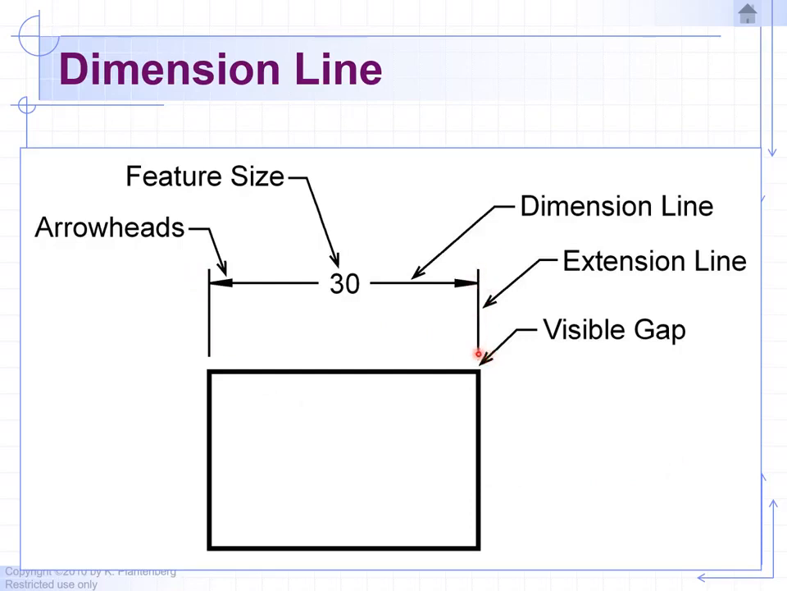So note the extension lines extend to the object lines, and we place a gap so as to not mix up an extension line with an object line. Notice how an extension line is about half the thickness of an object line. An object line is about 0.60 millimeters in thickness. A dimension line and an extension line are about 0.30, 0.35 millimeters in thickness. Okay, next slide.